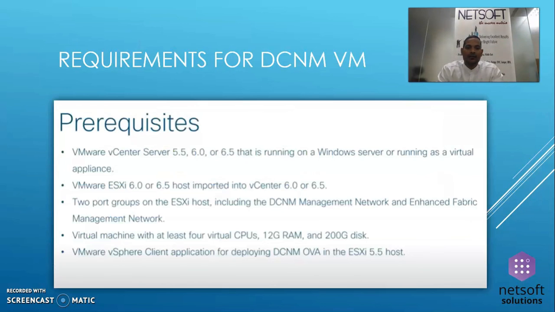Prerequisites. What are the prerequisites for configuring DCNM on a virtual machine? You should have vCenter server above 5.5 version. You should have VMware ESXi 6.0 and above. You should have at least 2 port groups, and you have to allocate 4 CPUs, 12 GB RAM and 200 GB of hard disk to your virtual machines. And of course, you should have a virtual client to configure your DCNM OVA.